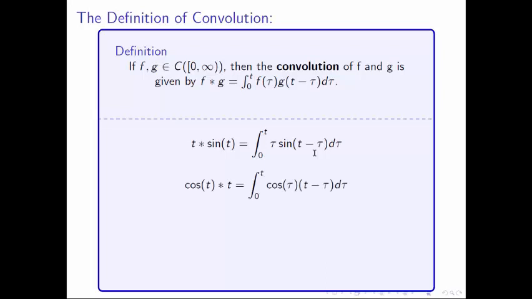On my next example, cosine star t. Here, because cosine was first, I have cosine evaluated at tau, and my second function would be t minus tau. Thirdly, I have 3 times sine, so this is the convolution of 3 and sine. 3 evaluated at tau would simply be 3, and sine of t evaluated at t minus tau is sine of t minus tau.